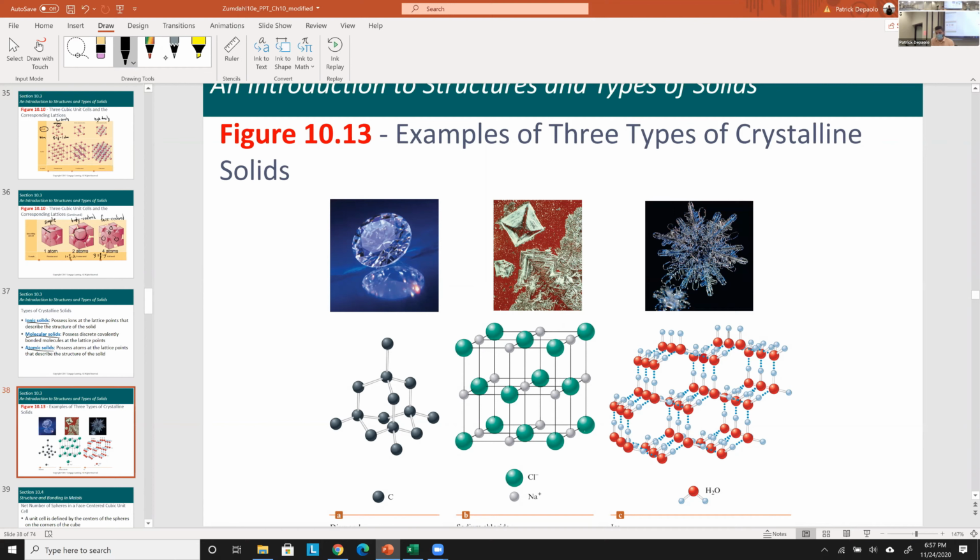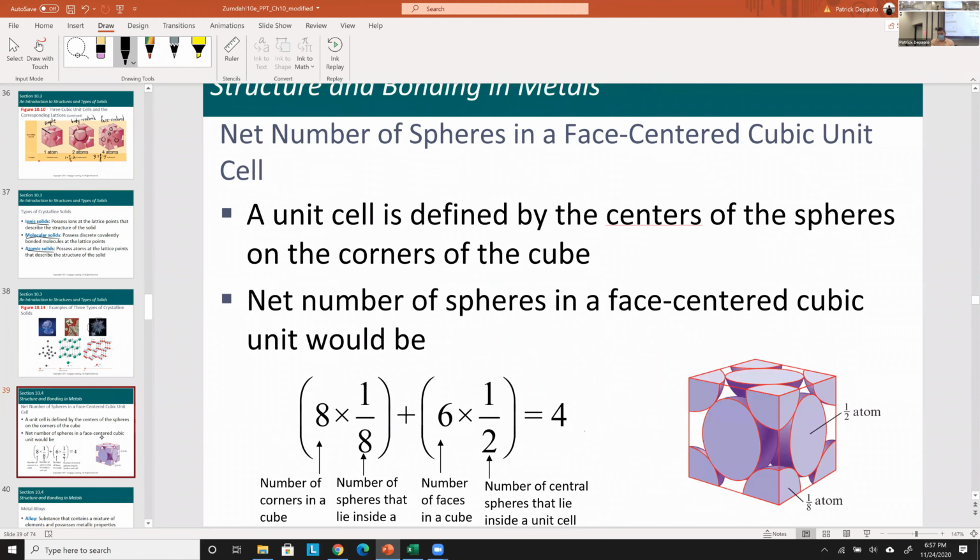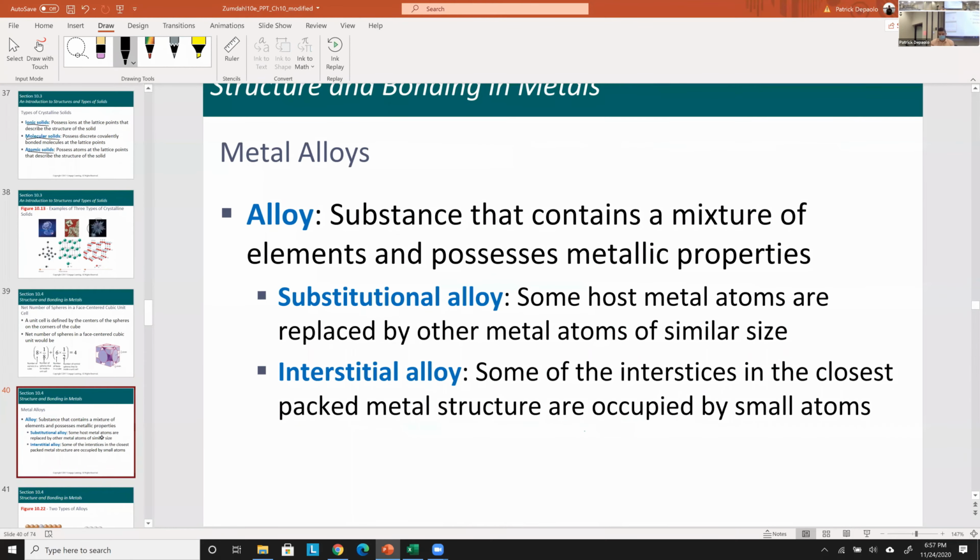Then you have the ionic solid, and here's the molecular solid, where you have ice, where it's just waters in a crystal lattice that are stacked upon each other, which makes a snowflake. Okay, cool. All right, so here we go on how we figure out the number of atoms. We did that already on the face-centered cubic.